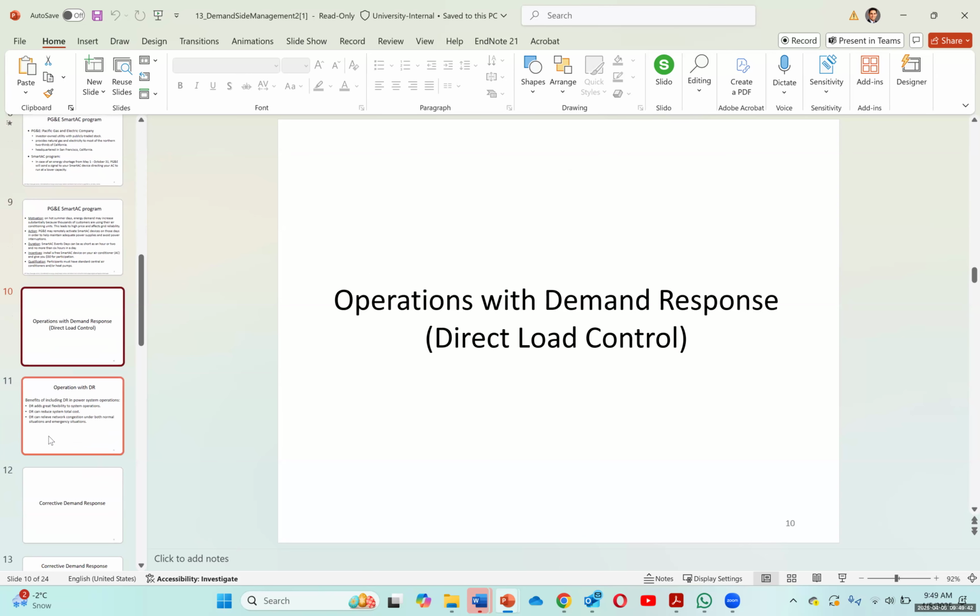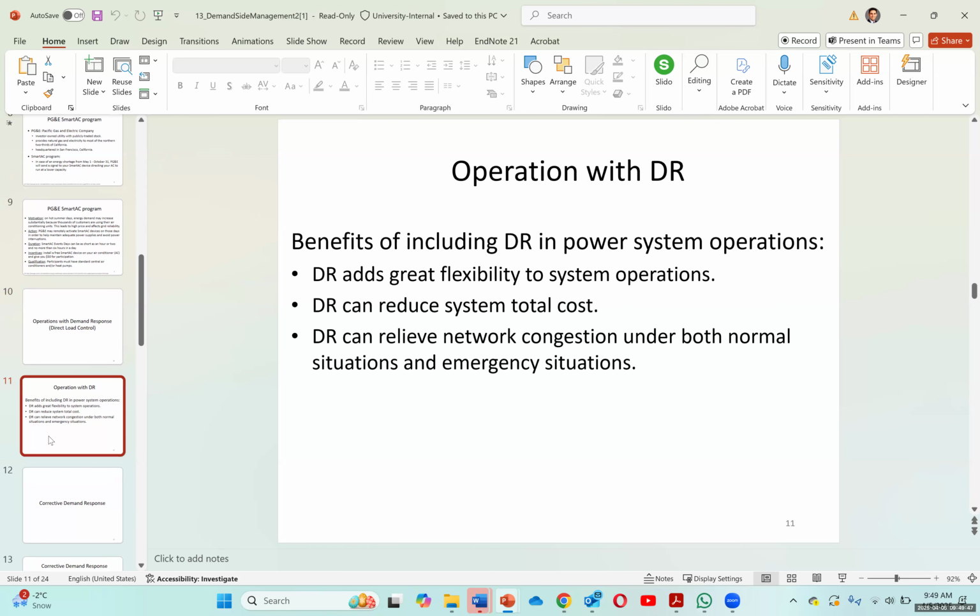So, the operations with demand response and direct remote control: the benefits of including DR in power systems operations. DR adds great flexibility to system operations. DR can reduce system control costs. The demand response control can relieve network congestion under both normal situations and emergency situations.